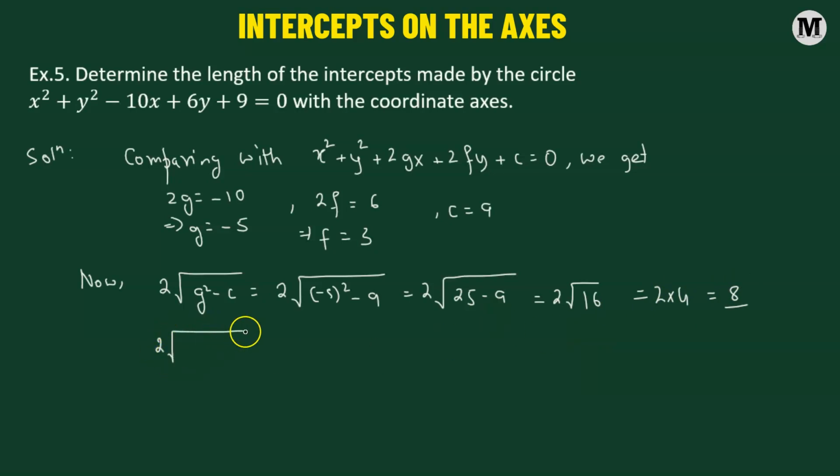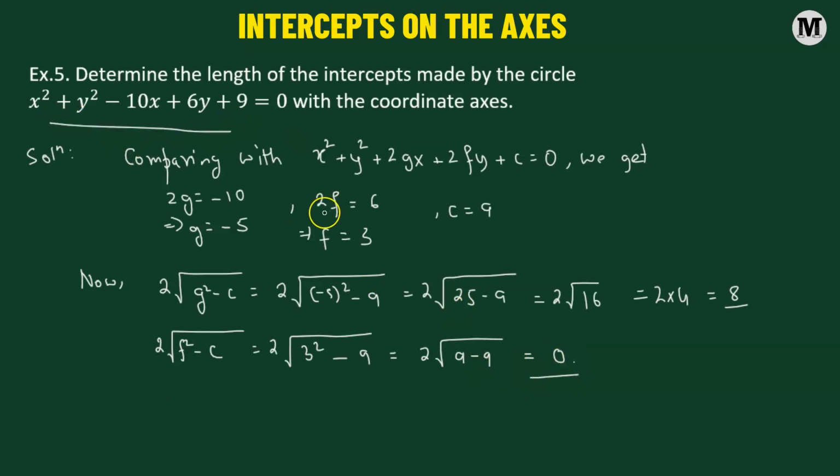Then we are going to find out the y-intercept. We have 2 times square root of f squared minus c. This will be equal to 2 times square root of 3 squared minus 9, which will be equal to 2 times square root of 9 minus 9. Then we get a value 0. Now, this particular condition indicates that the given circle is going to touch the y-axis. However, it is going to intersect the x-axis at 2 points, and the length between those 2 points is going to be 8, which is nothing but the x-intercept value. So this is how we deal with problems involving intercepts of a circle along the axis.